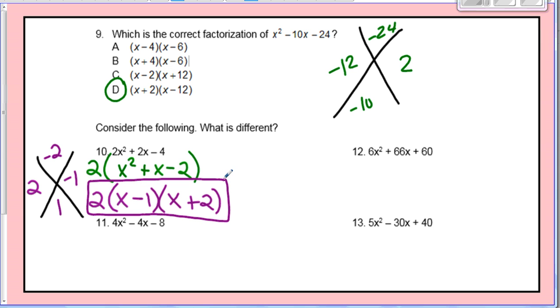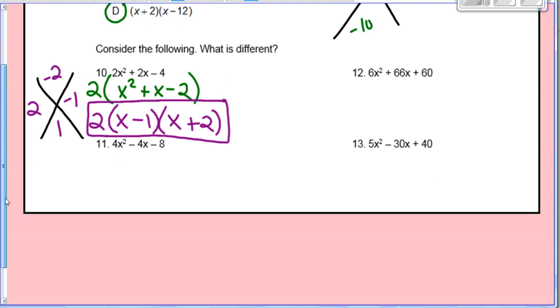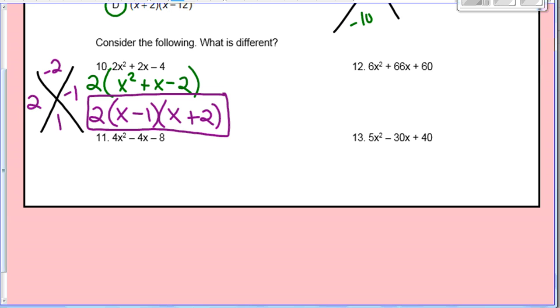Okay, so let me do one more with you. I'm going to factor out the greatest common factor first. So I'm going to go across to number 12. In this case, it is a 6. Okay, so I've got x squared plus 11x plus 10. And even though I've done something, I'm still not going to call it done because I can do the x factor with what's left over on the inside.